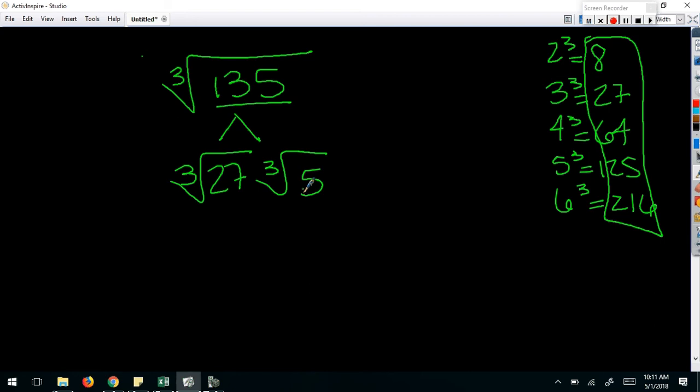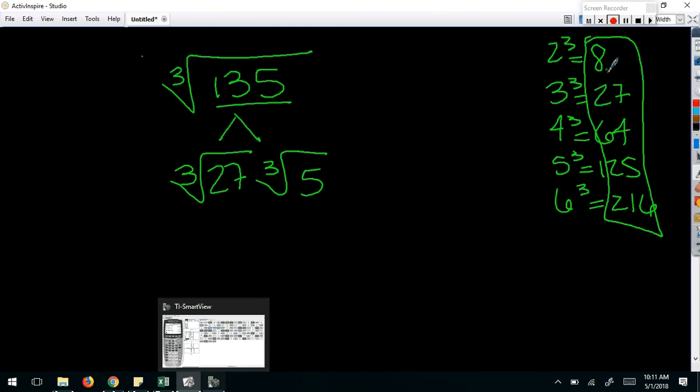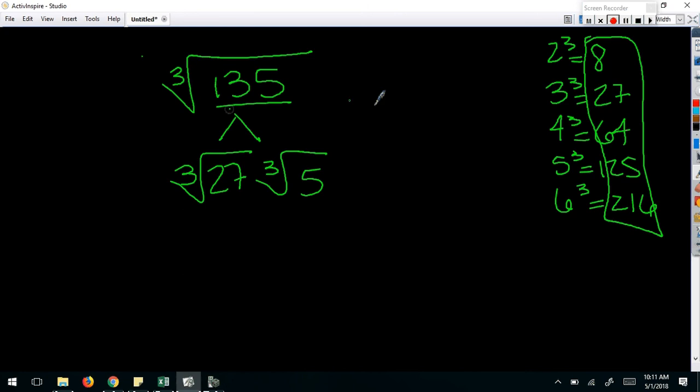We did the same with squares. You're going to do the same thing. So you're literally going to say, okay, 135 divided by 8. Nope, I get a decimal. 135 divided by 27. Oh, I get 5 when I do that. So 27 and 5. Okay. The third root of 27 is what? What times itself 3 times gives you 27? 3. And the third root of 5 stays.